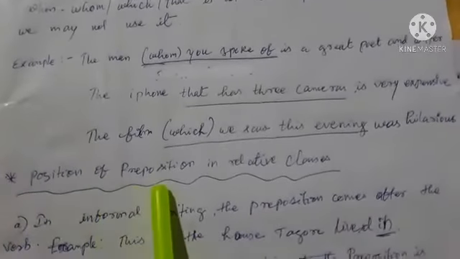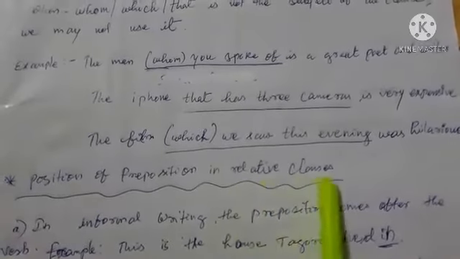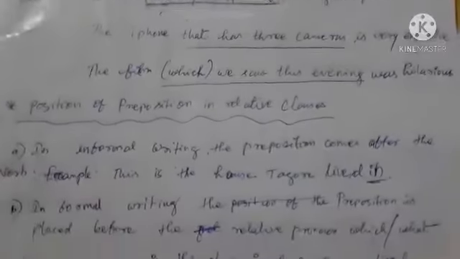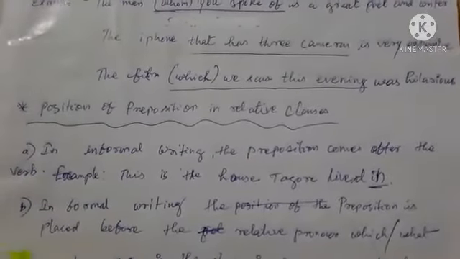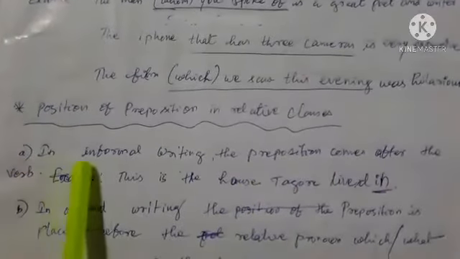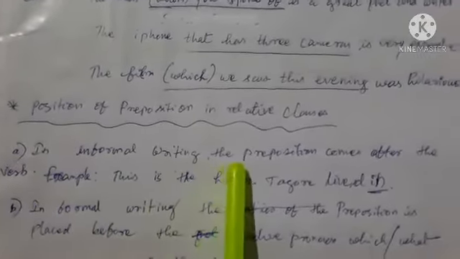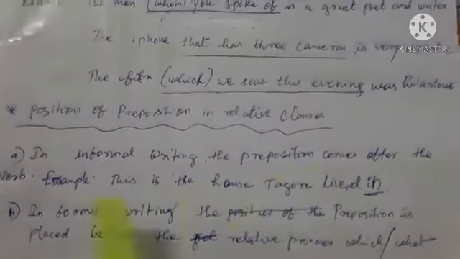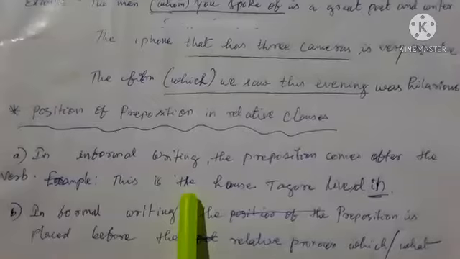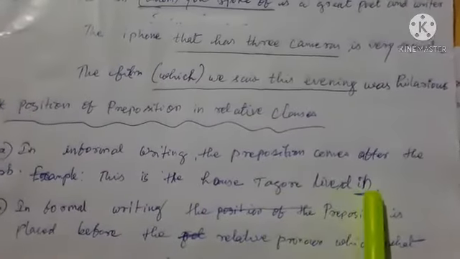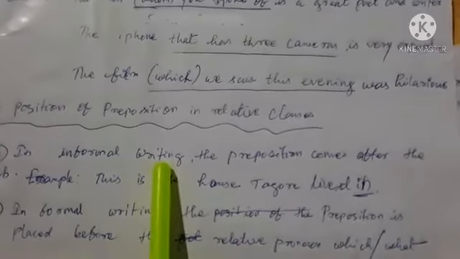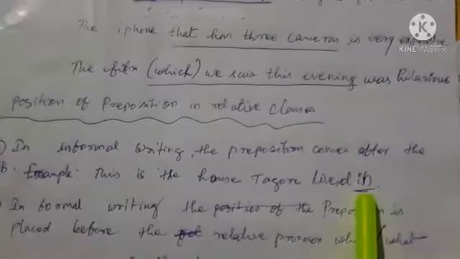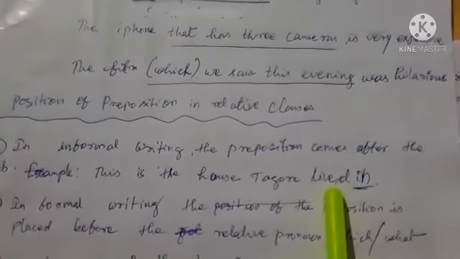Now we shall see the position of prepositions in relative clauses. Let us see how the preposition is kept in a relative clause. In informal writing, the preposition comes after the verb. For example, this is the house Tiger lived in. So this sentence is used in an informal way, and so the preposition in is kept after the verb.